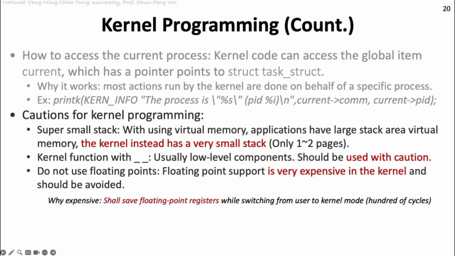Okay, so why is it so expensive? Because it should save the floating point registers while switching from user mode to kernel mode. So if you really want to use it, there will be several hundred cycles to do this kind of mode switching. I would say it's like context switching, but the context switching is only for the floating point register. Okay.